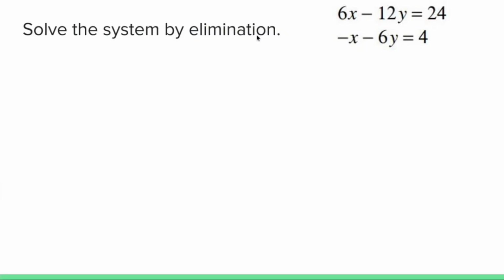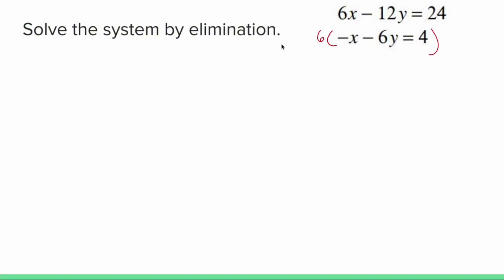Solve the system by elimination. Well, with elimination, what you're really trying to do is make sure everything's lined up, which it is, and second, see if you have any variables that are the same but opposite. I don't, but if I multiply the bottom row by 6, that will get me negative 6x and positive 6x, and the x's will disappear.